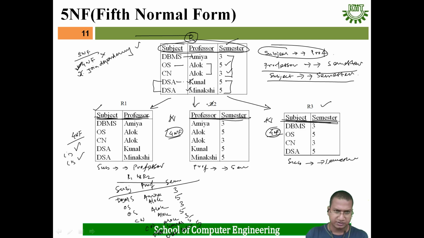In this case, just see OS Alok 3: OS Alok 5 is present, but OS Alok 3 is a spurious tuple, which is not present in the original relation, yet it is coming. And CN Alok 3, with CN Alok 5, is also a spurious tuple. That means when we join R1 and R2, we are not getting the original relation.